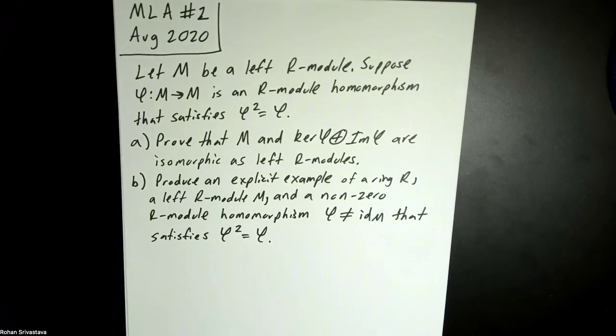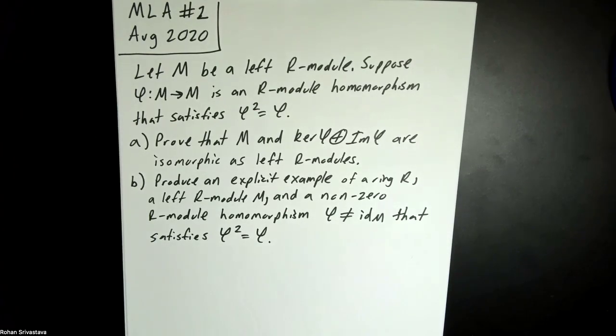And part B says to produce an explicit example of a ring R, a left R module M, and a non-zero R module homomorphism phi that's not the identity map on M that satisfies the condition from part A that phi squared is equal to phi.